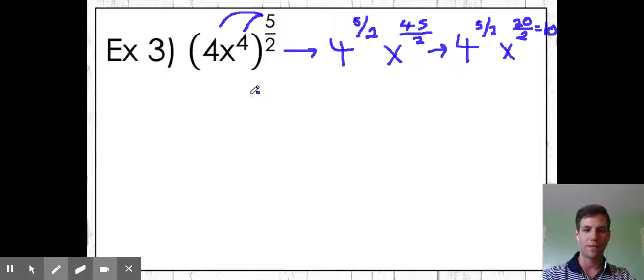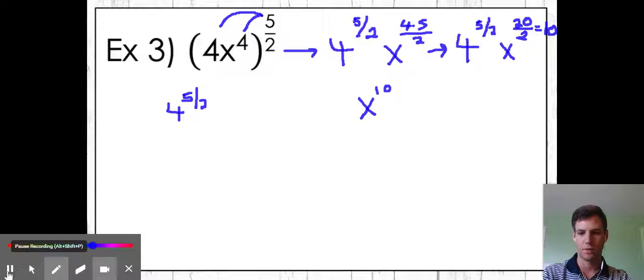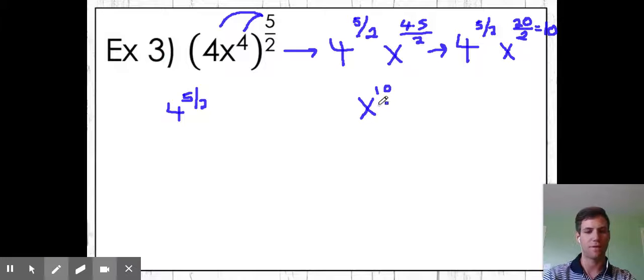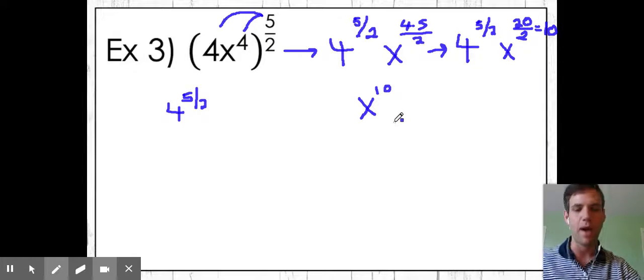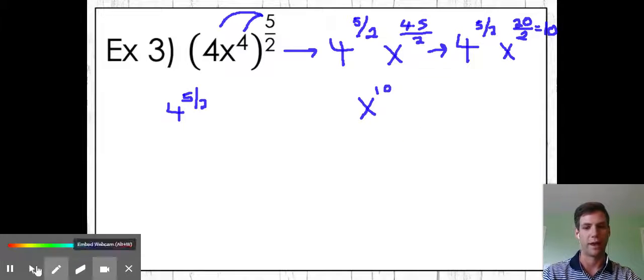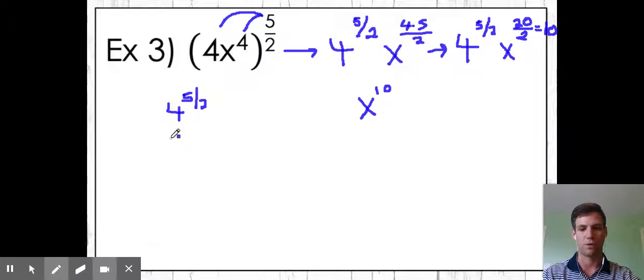So now we basically have 4 to the 5/2, and we have x to the 10th. And that is basically the same thing as what we have so far. A positive result of us doing that first was that we got rid of any rational exponents on the variable part. Now we just have x to the 10th power, which is just done already. So we just got to figure out what's going on with the 4 to the 5/2 part.